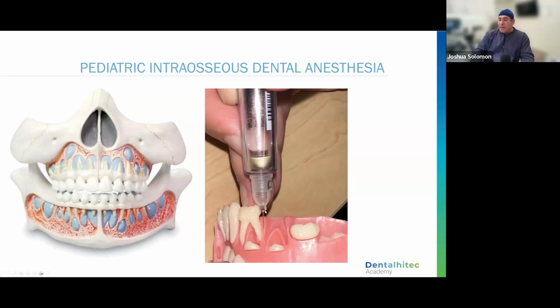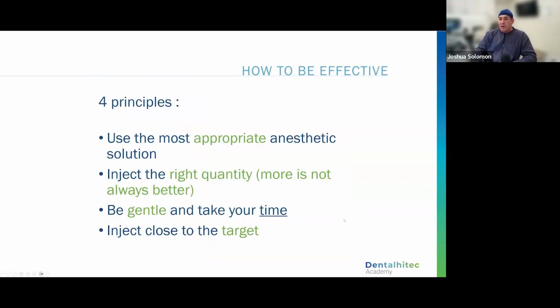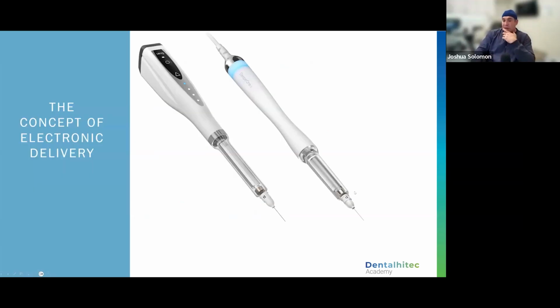The needle is a specially designed needle that we're going to show you here in a minute. So we need to select how much local anesthetic we're going to use, what local anesthetic we're going to use, and we want to inject as close as we can to the target. So why can't we just do this manually, right?